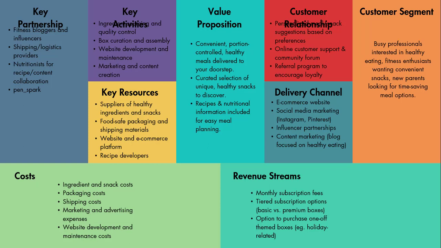So, how do they want to deliver this promise for their customer segment? They intend on delivering in their e-commerce website. That means that they have an e-commerce website whereby you can order for all the things that they promise. Also, they deliver on social media marketing, Instagram and Pinterest. They also use influencer partnership to promote their business. They also involve in content marketing like blog, focus on healthy eating and all of that to ensure that they deliver the value they promise to their customer.